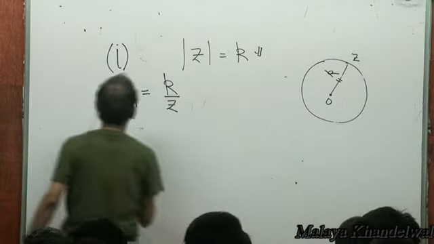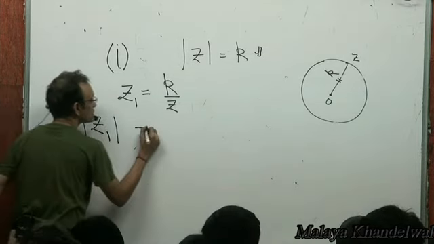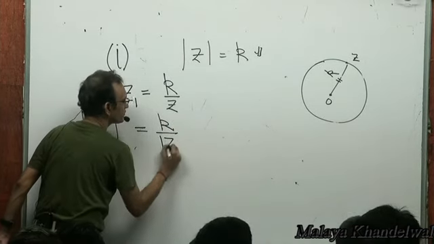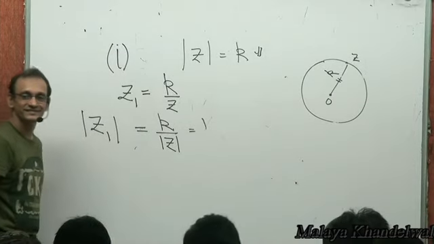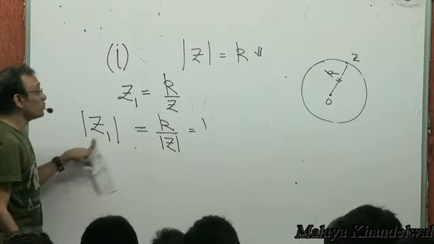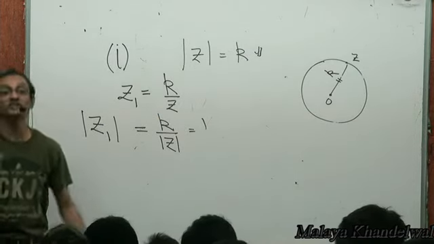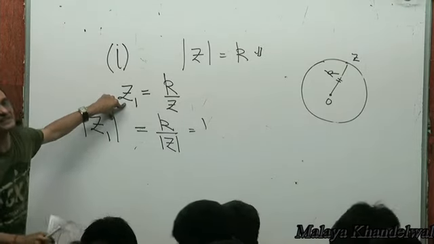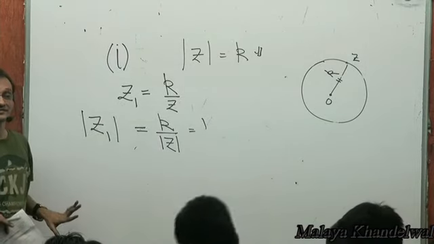If I take the modulus of both sides, then mod z1 is k, a positive number, by mod z. Mod z is k. So this is 1. That means mod z1 is 1, which means z1 lies on a circle centered at the origin and radius 1. So the locus of z1 will be a circle with center at the origin and radius 1. Got me?